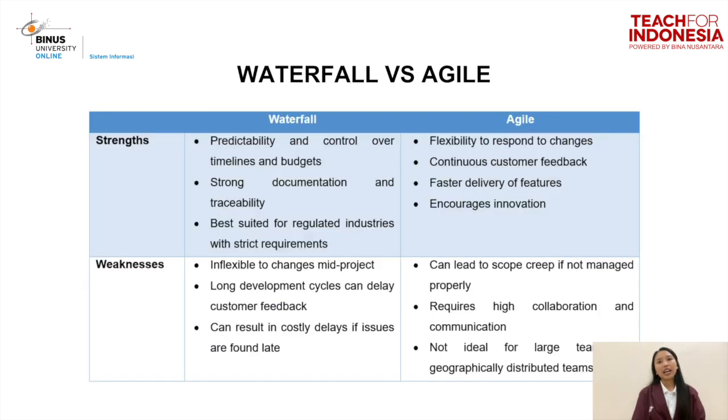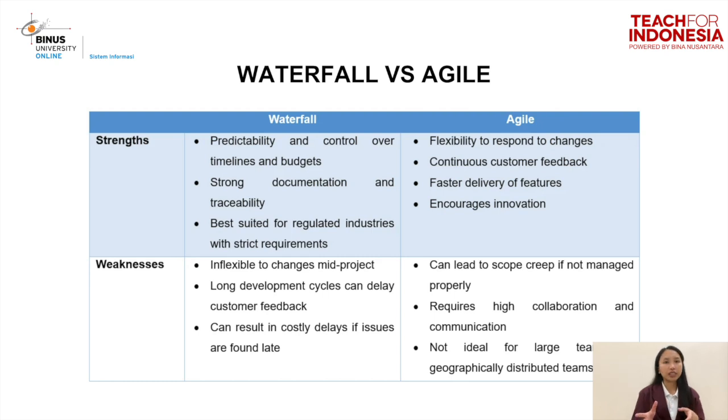Okay, now let's look at the strengths and weaknesses of Waterfall and Agile methodology. The strength of Waterfall methodology is predictability and control over timeline and budget. Second is strong documentation and traceability. Third is suitability for regulated industries with strict requirements. And then the strengths of Agile methodology are flexibility to respond to changes, continuous customer feedback, faster delivery of features, and encouraging innovation.